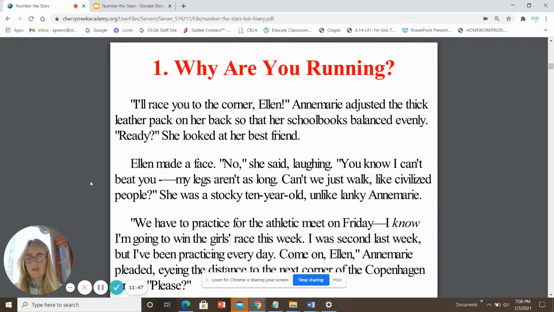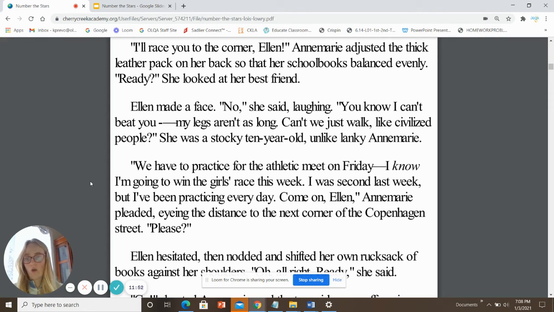She was a stocky 10-year-old, unlike lanky Anne-Marie. Lanky means like long and tall.